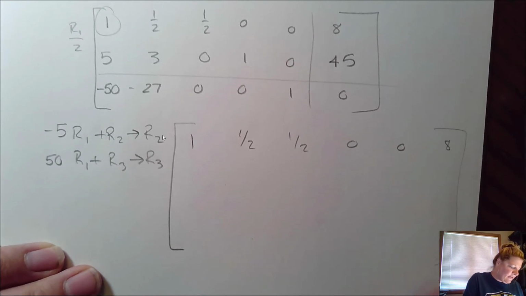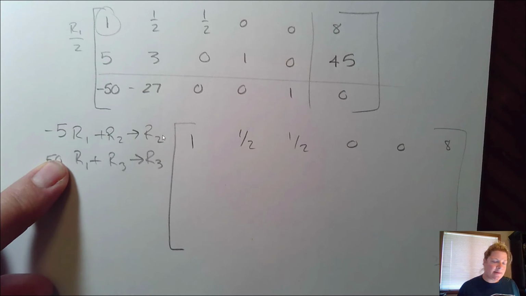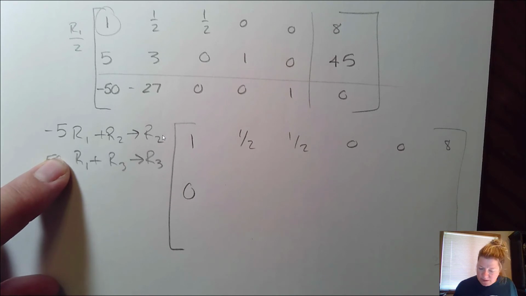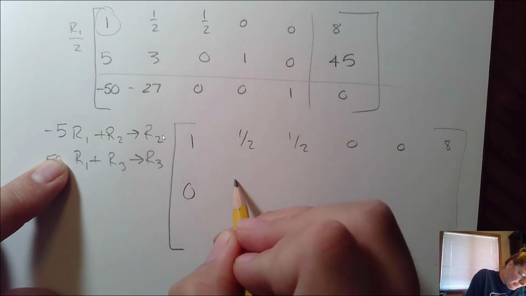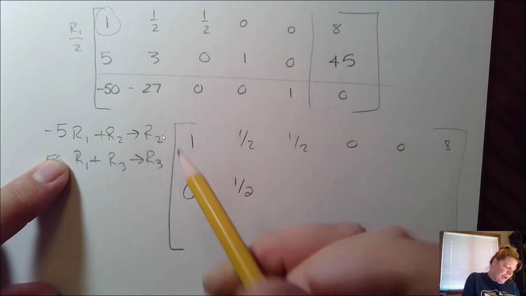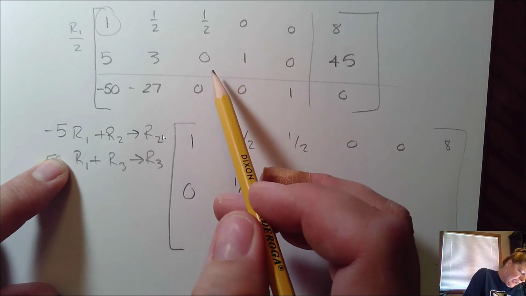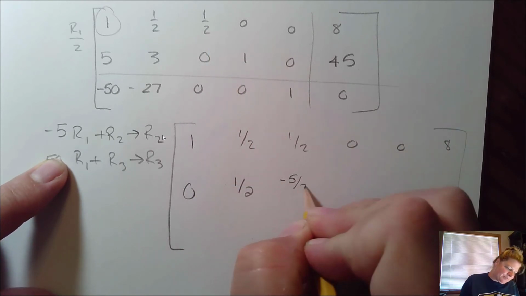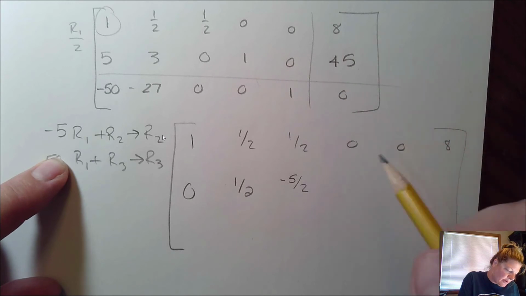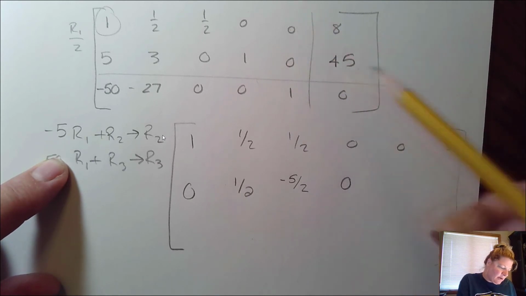Row 2 is going to be negative 5 times 1 plus the 5. That's going to give me 0. Negative 5 times 1/2. And you can totally cheat and use your calculator if you need, but negative 5 times 1/2 is negative 5 halves. And negative 5 halves plus 3 is 1/2. I did negative in there, right? Yep. Negative 5 times 1/2 is again negative 5 halves plus 0 is negative 5 halves.